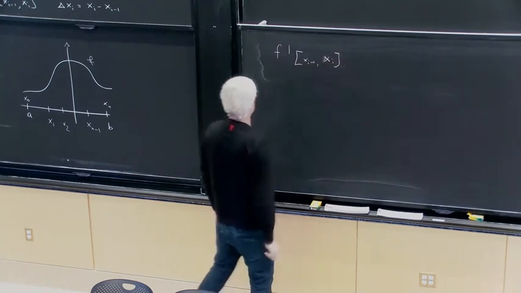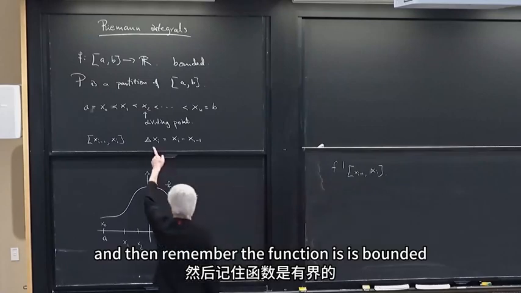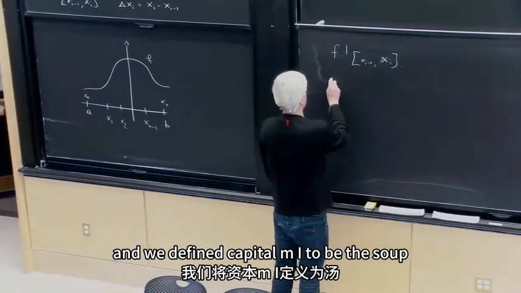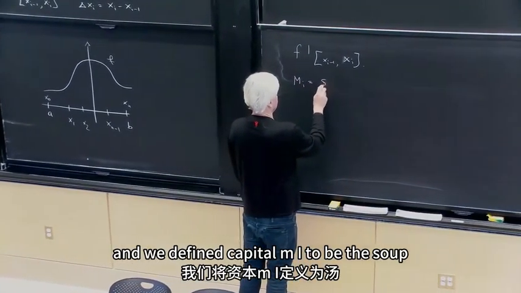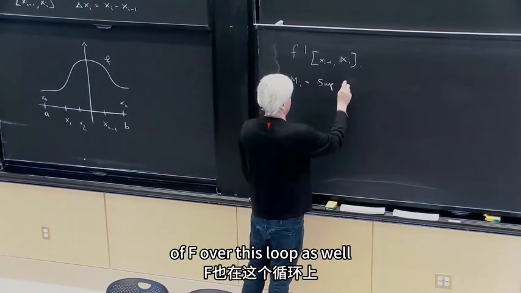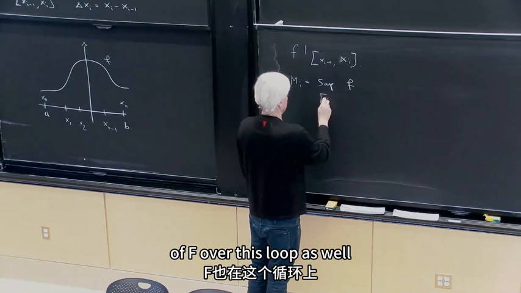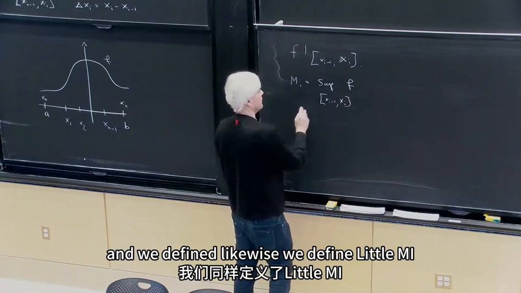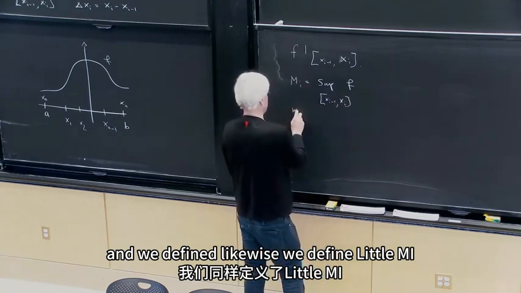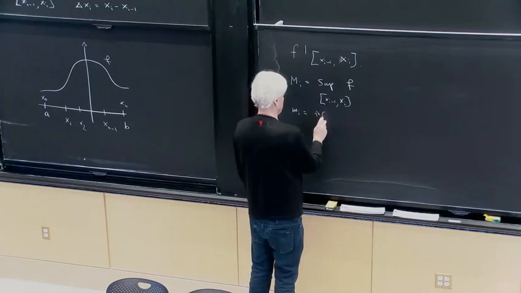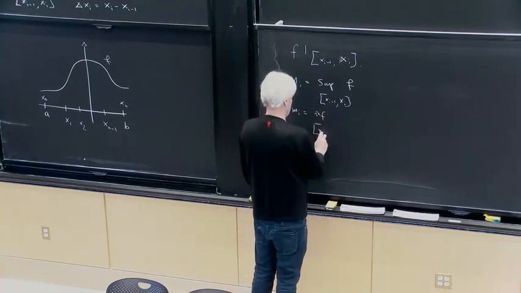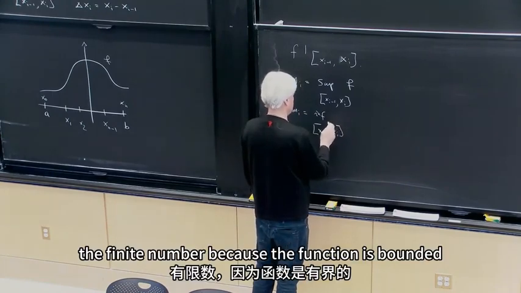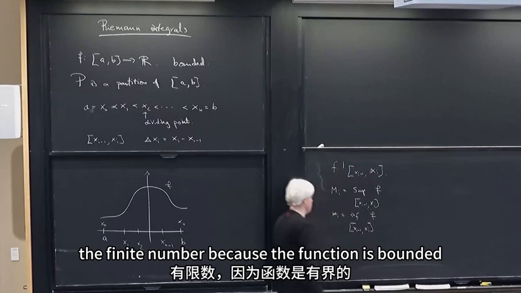And remember the function is bounded, and so we're looking at it on one of these. We defined capital Mi to be the sup of f over this subinterval, and likewise we defined little mi to be the inf. This makes sense, it's a finite number, because the function is bounded.